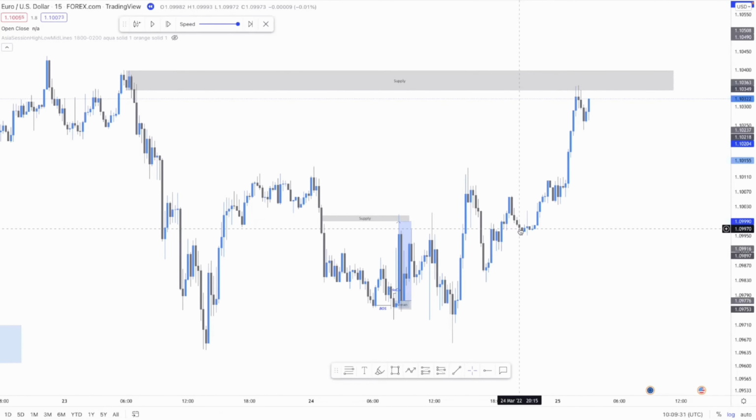Now, what we're going to be going over today is how to use a change of character properly, okay? We're going to start off on a 15-minute time frame, and we're going to look for a change of character on the 15-minute time frame. And then we're going to drop down to a 1-minute time frame, and we're going to look for a change of character again, and how we could get into entries by using this, okay? Now, let's just start off here, okay?